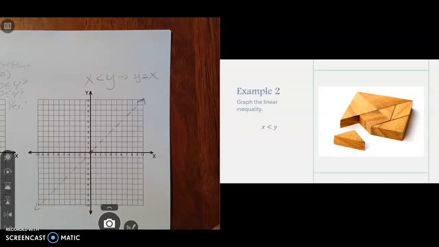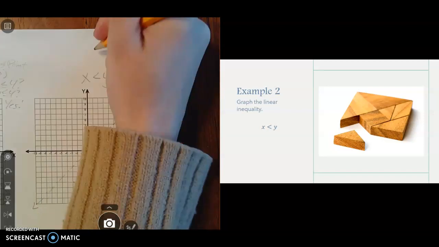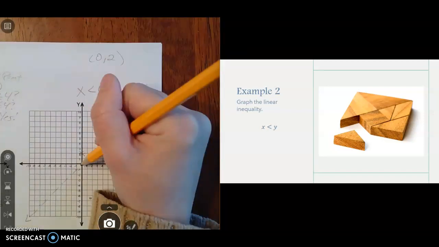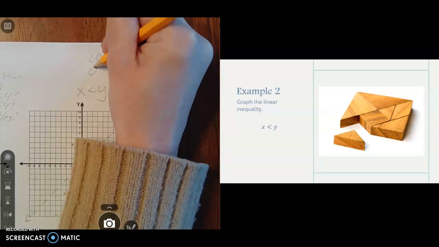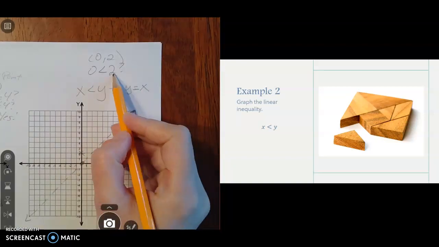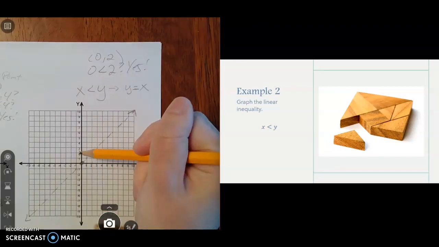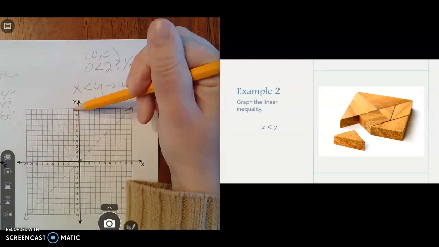How about, I don't know, the point 0, 2. That looks fun. So if I do a test point of the point 0, 2, 0 would be my x, and 2 would be my y. And I'm just wondering, is 0 less than 2? Yes, it is. That's a true statement. So since that's true, we're going to shade the side containing that test point.